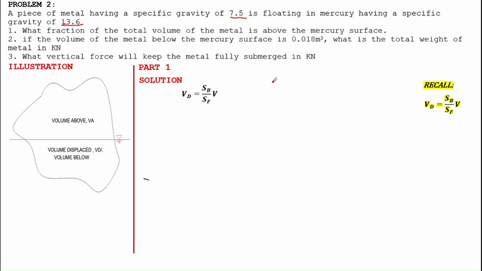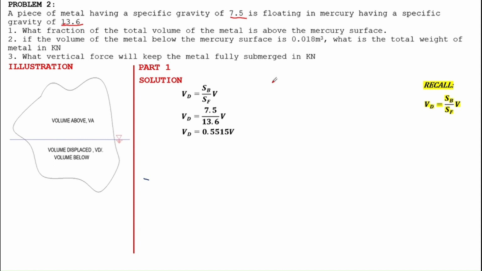Continuing, we have volume displaced is equal to 7.5 over 13.6 times the total volume V. Simplifying it further, we get volume displaced is equal to 0.5515 times the total volume V, but this is still not our final answer since we wanted to get the fraction of the total volume of the metal above and not below the mercury surface.